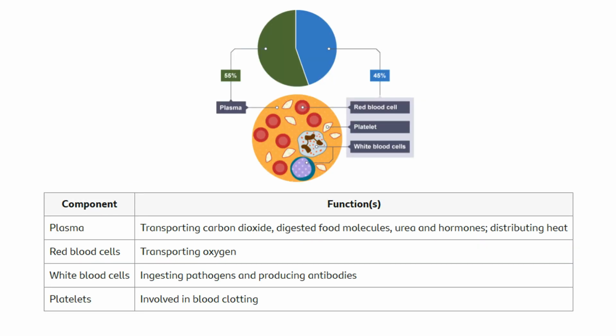Next is the components of the blood. There are 4 components of the blood. Plasma transports carbon dioxide, digested food molecules, urea, which is a waste, and hormones. It also distributes heat around the body.